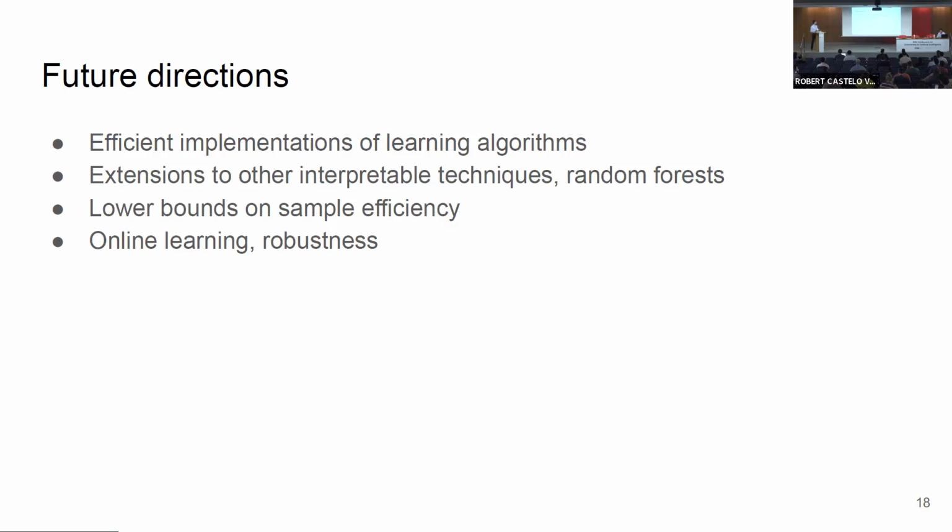We are also curious if our techniques extend to other interpretable techniques. We have upper bounds on our sample efficiency, so we are curious about the tightness of our results. Can we give lower bounds? And finally, there are other interesting aspects like learning online when you're solving a sequence of problems instead of having a collection of problems. What if there are challenges of adversarial robustness? There are several different aspects one could take here.